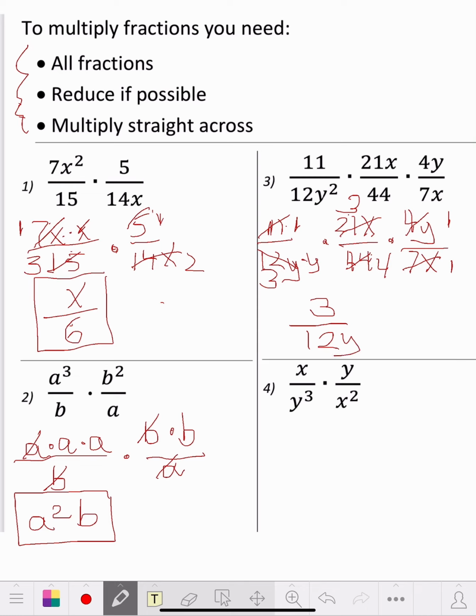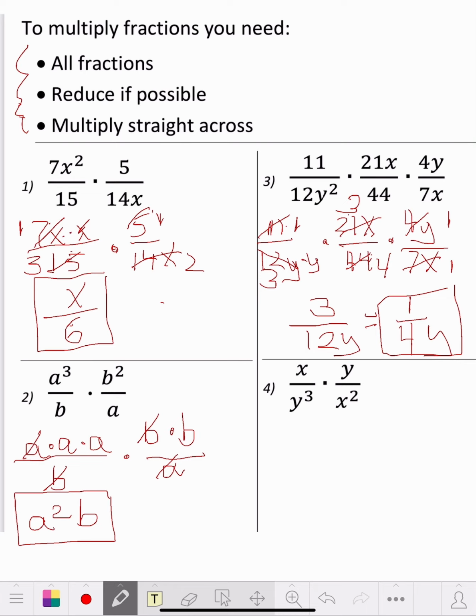Now, can I reduce this any bit? Yeah, I think I can. Watch this. I can see 3 goes into the top 1 time, and 3 goes in the bottom 4 times, and I get y at the bottom. Hey, so see, I reduced during the operation, and then I reduced after the operation, okay? And that was all there was to it, okay? Hey, let's go on to the next one.